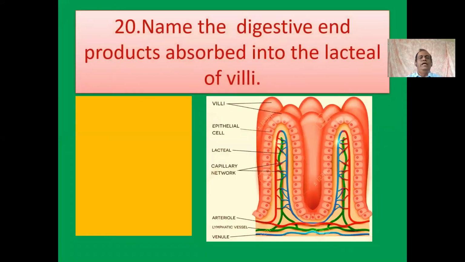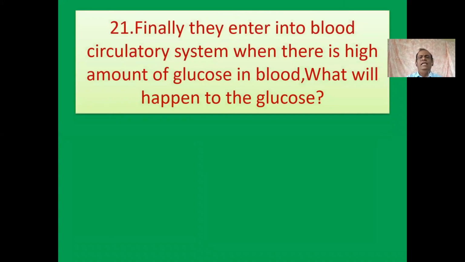Name the digested end product absorbed into the lacteal of the villi. So lacteal is different from blood capillaries. That one also shares the work of absorption. So the fatty acid and glycerol, those are the end products of lipids. Lipids are absorbed by the lacteal of the villi. Next thing, finally, they enter into the blood.